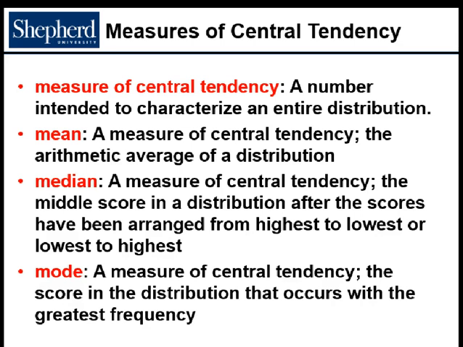A number that characterizes the middleness of an entire distribution is a measure of central tendency. The mean is calculated by summing all of the numbers in a distribution and dividing by the total number of scores.